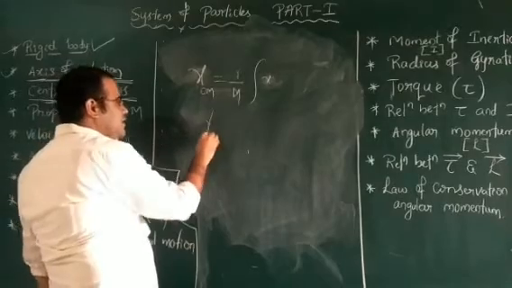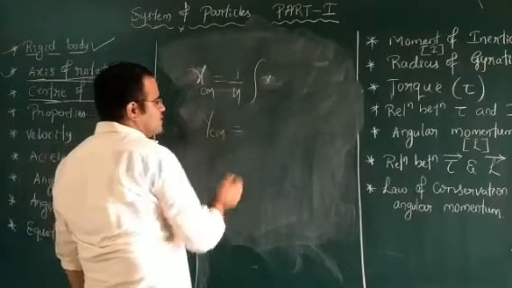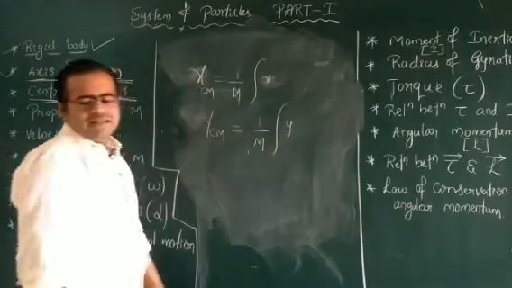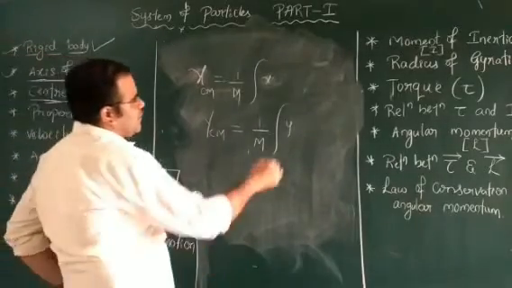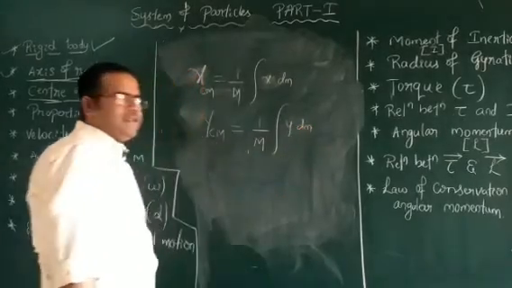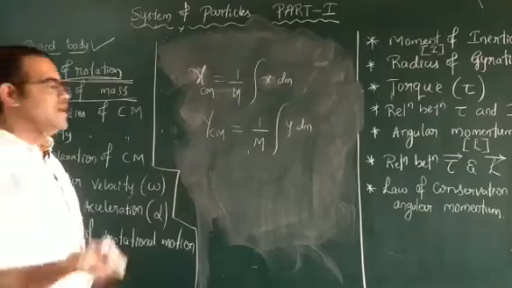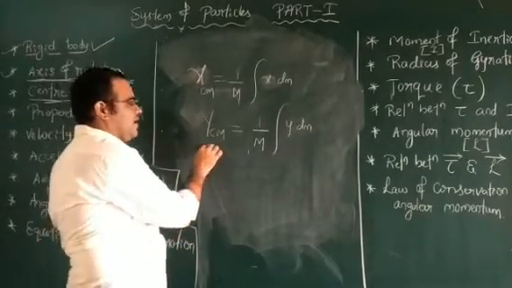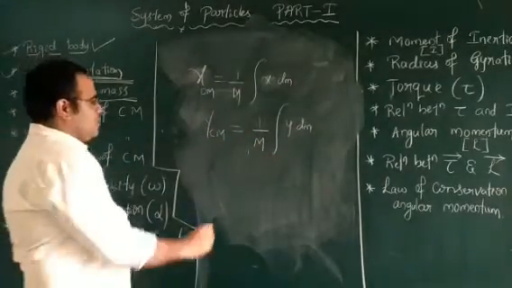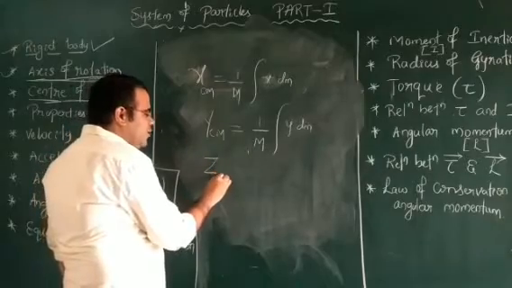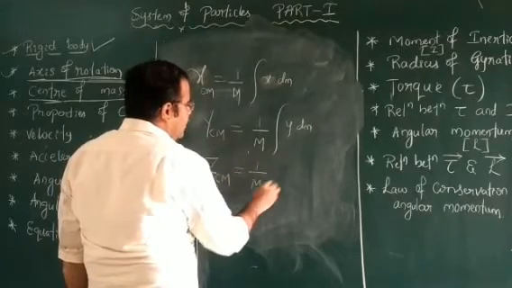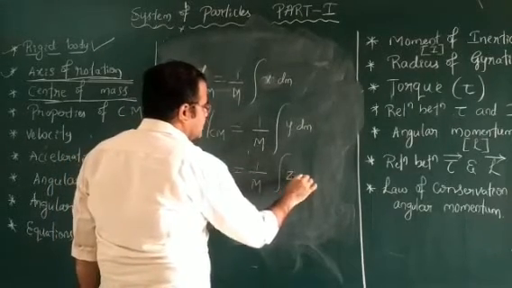Next, if it is continuously distributed along the y-axis, we write 1 divided by m times the integration of y, along the y-axis, and we consider dm. Because mass is distributed continuously, ycm is equal to 1 by m times the integration of y dm. Similarly, if it is continuously distributed along the z-axis, we can write 1 divided by m times the integration of z dm.